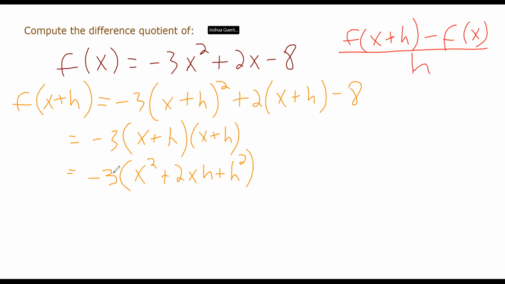And now finally, we can distribute this negative 3. Minus 6xh minus 3h squared. And then we kind of passed over this part, but now we'll actually deal with it. We need to distribute this 2. So it's going to become plus 2x plus 2h. And then there was a minus 8 out here the whole time.